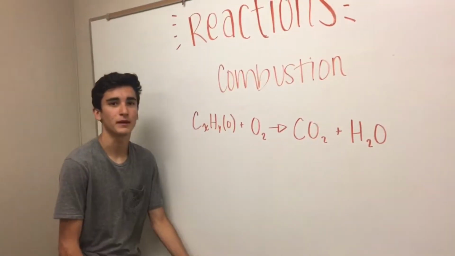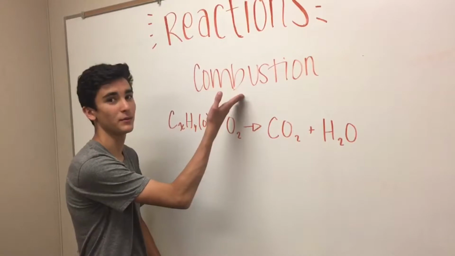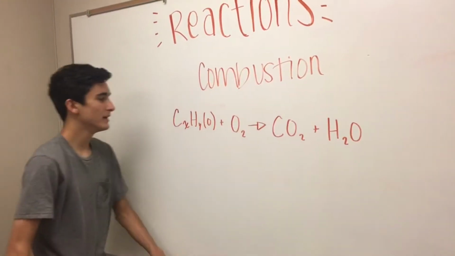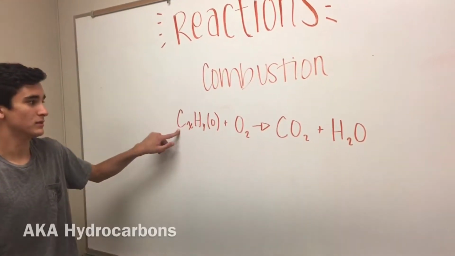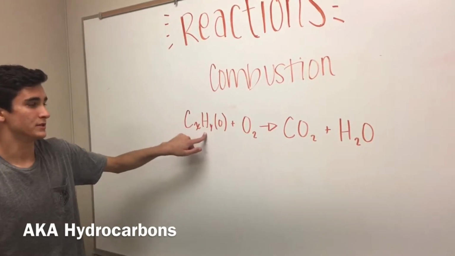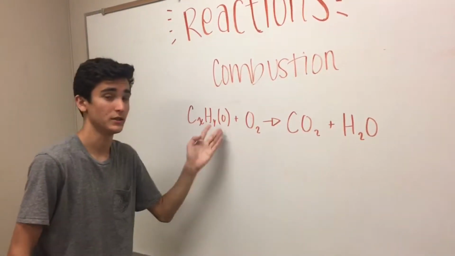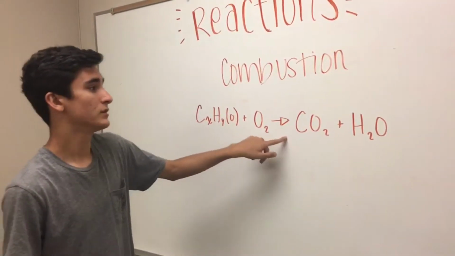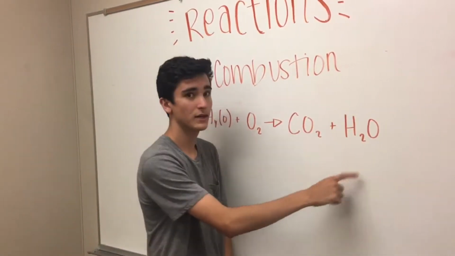The last type of chemical equation is a quite quirky one. It is combustion. It is when X amount of carbons and hydrogens, and sometimes oxygen, reacts with O2 to form carbon dioxide and water.